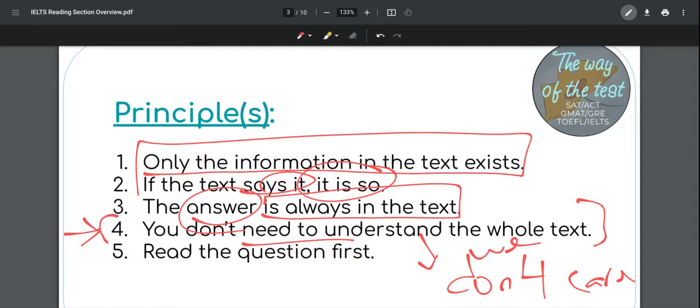And the fifth principle, read the question first. This is actually a nuanced principle. Yes, you're going to skim through the text first just to have an idea of the order of information, but you don't really read the text. We just skim through the text. This is something that you can see in depth when we see the specific question types. So the first thing you want to do is know what exact question type it is.